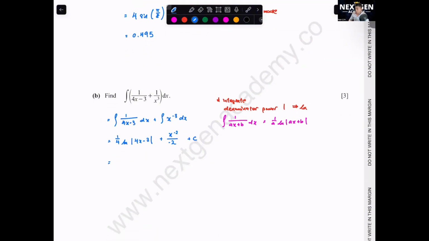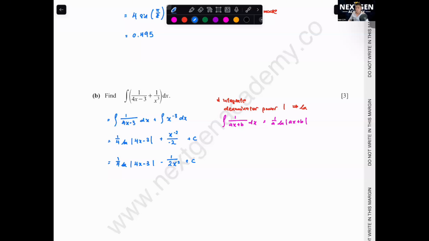And your final one, you can actually leave it like this, or you can write it as 1 over 4 ln 4x minus 3 minus 1 over 2x squared plus c. Or you can leave the x power negative 2, it's fine also. Do I put it in modulus or bracket? Up to you.